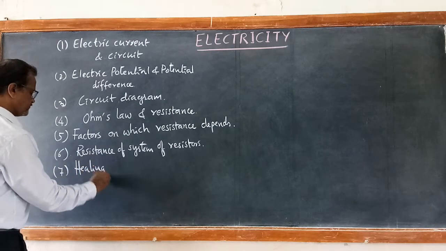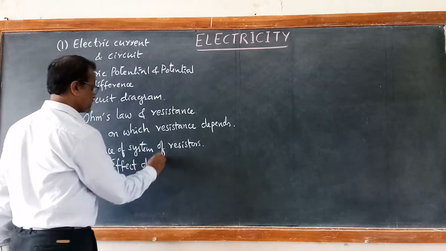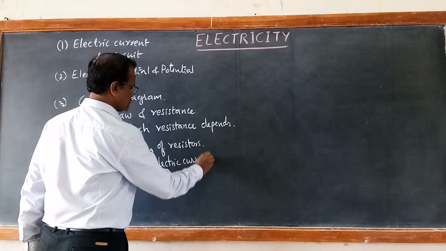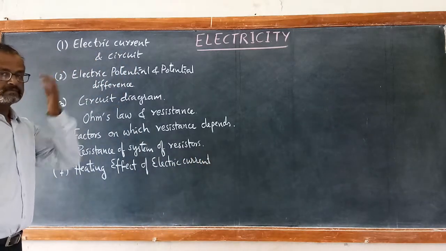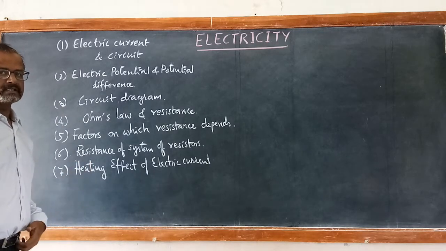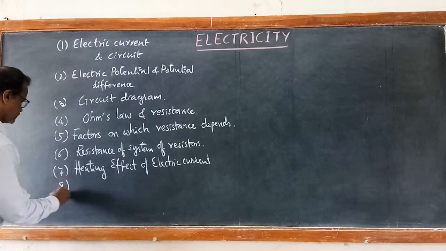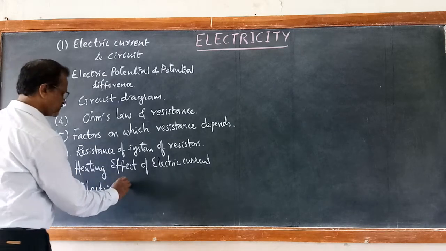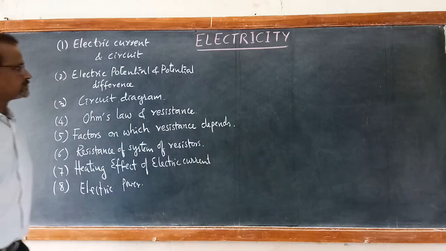Heating effect of electric current, like the electric iron, electric oven, microwave oven, electric geyser. And the last one, power, electric power. So these are the main aspects that you are learning in the topic.